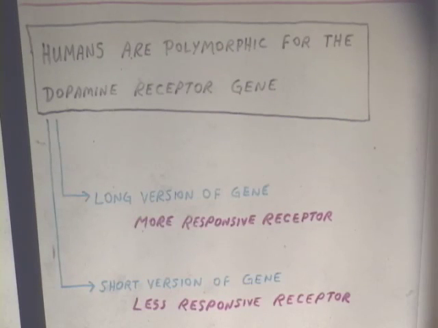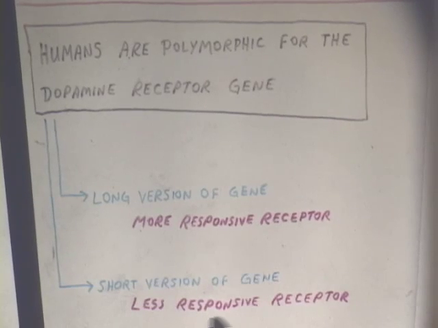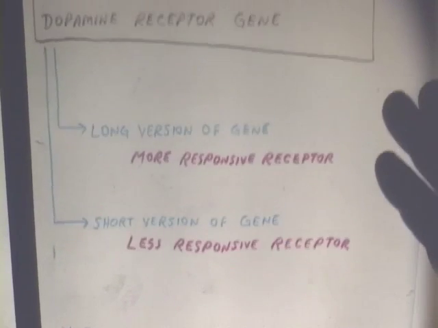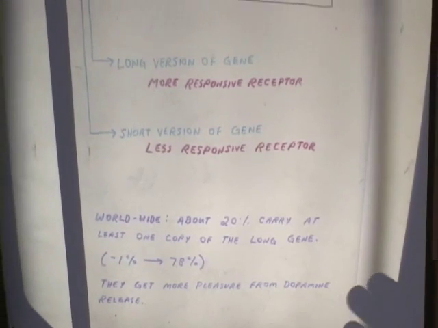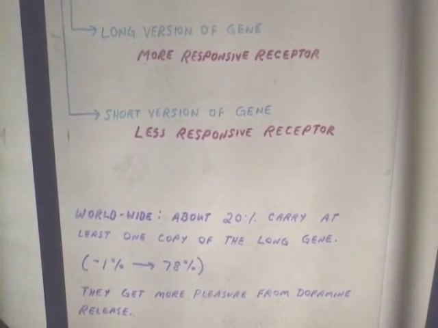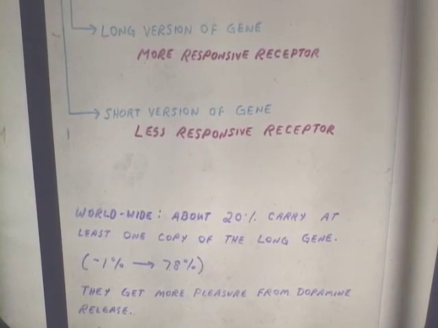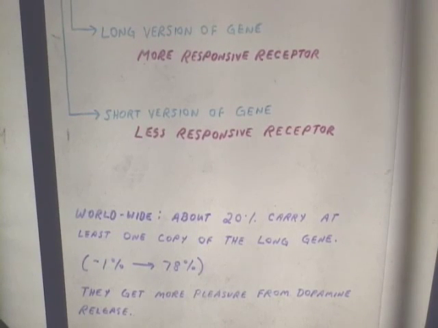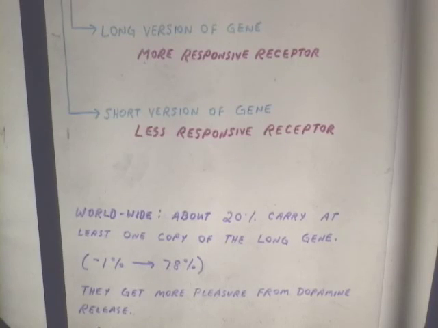It's still like an airlock gate that when the dopamine lands, it causes it to open up, which then causes sodium to rush in. But the long version of the gene is more responsive. In other words, it binds more easily to dopamine and it opens up more dramatically. And then there's a short version of the gene that's a less responsive receptor. And about 20% of the world carries at least one copy of the long receptor. These people get more pleasure from the release of dopamine than other people. So a standard behavior that releases dopamine, if you've got the long version of the gene, you're more likely to feel really good about whatever it is that you just did than the person that has the short version.